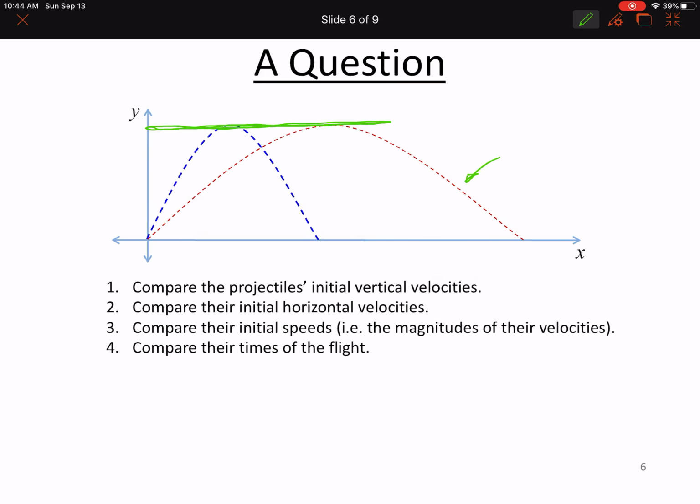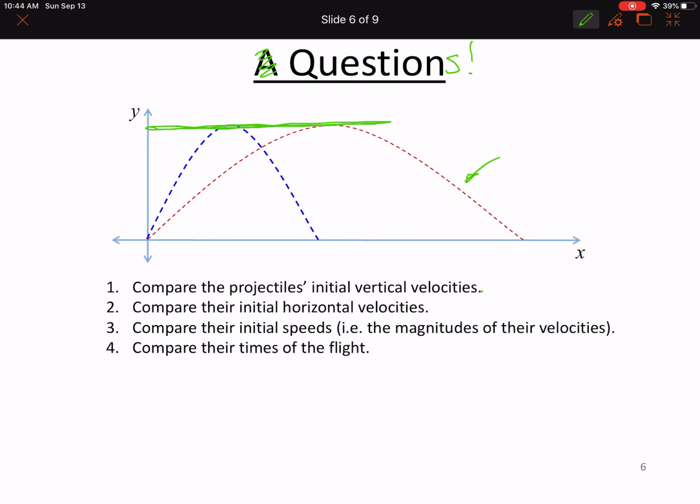I suppose I should have not a question, but questions. Or maybe not even questions. Look at this, periods on the end of these. Anyway, compare the projectile's initial vertical velocities. Okay. Well, what can we say there?